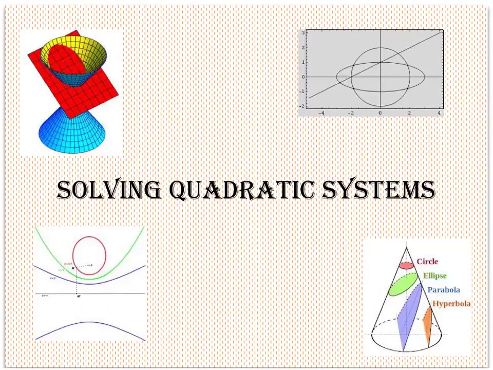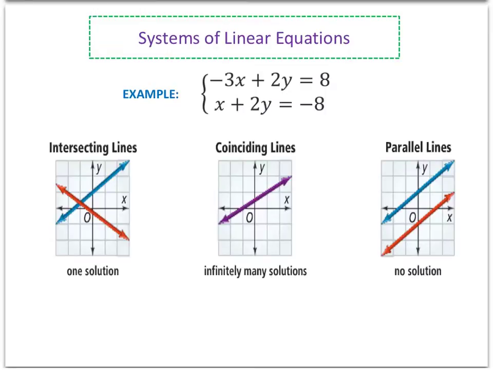Now we're going to look at solving more types of quadratic systems. So in the past, you've learned how to solve systems of linear equations. That's when we have two lines and we're looking at where these two lines intersect. So you can either have one solution, you can have infinitely many solutions when they are actually the same line, or you can have no solution when they are parallel lines.